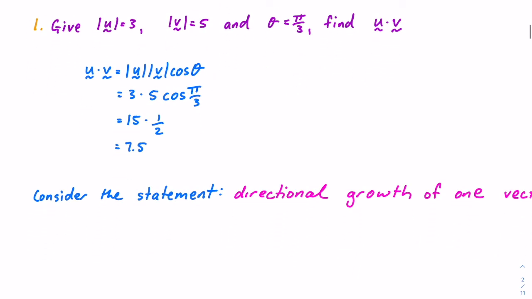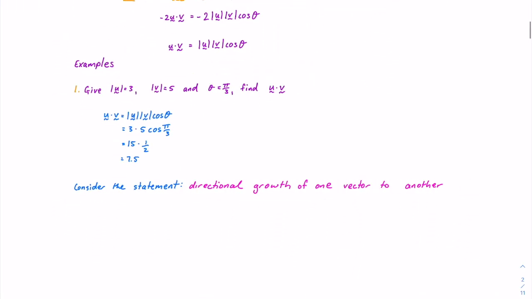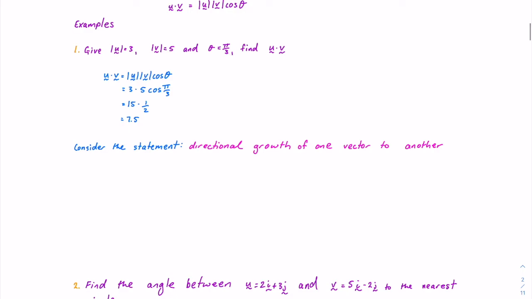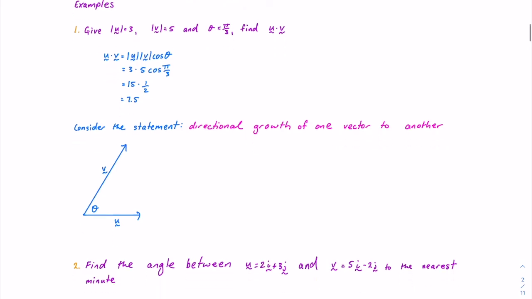Now let's consider that statement that we were talking about. The dot product applies the directional growth of one vector onto another, and we'll use this one as an example for that. So there's our vector u, there's the angle theta, so v is up there, so that angle is pi on 3, which for those of you who like to think in degrees, that's 60 degrees, so I've drawn it to be approximately 60 degrees. U has a magnitude of 3, V has a magnitude of 5.